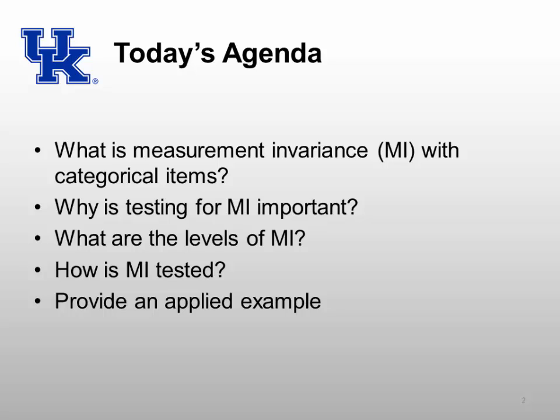So this afternoon, we're going to look at measurement and variance, as Dr. Tolan said. First, we're going to define what is measurement and variance, especially in relation to today, we're talking about measurement and variance with categorical items. We're also going to look at why is testing for measurement and variance important. What are the levels of measurement and variance? There are 5 that we'll talk about today. How is it tested? We'll talk about how we model for measurement and variance. And lastly, we'll talk through an applied example.